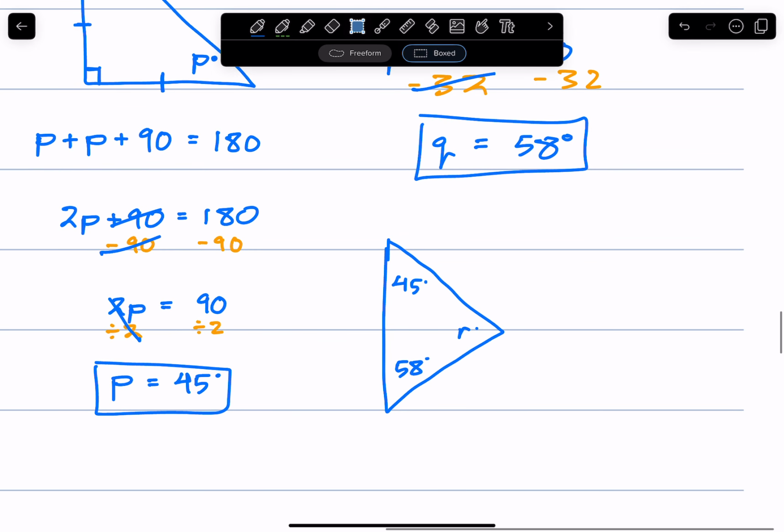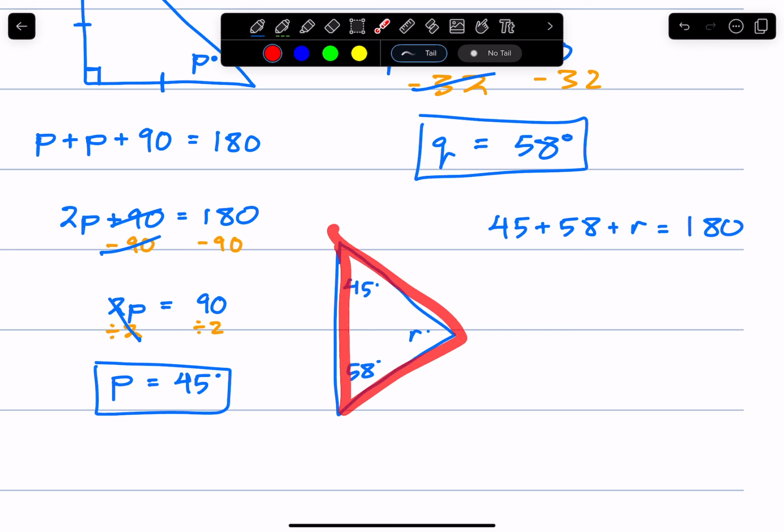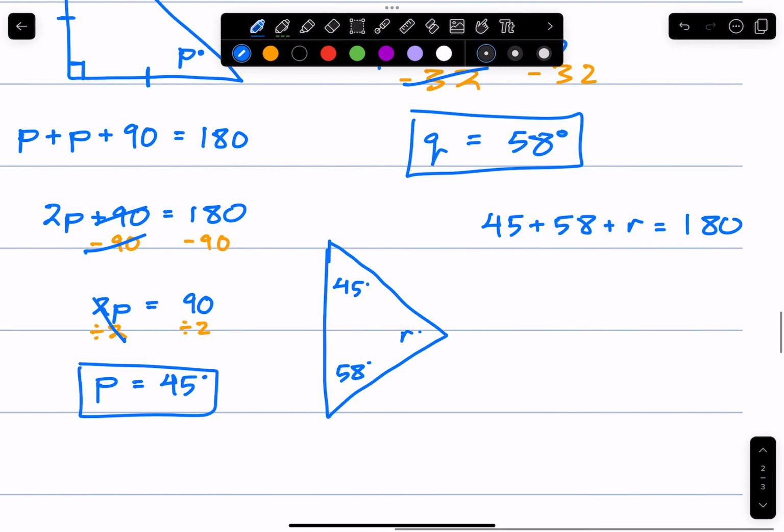Now we can answer this little triangle as 45 plus 58 plus R equals 180 degrees, because this is a triangle and the three angles must add up to 180. Adding these two, we get 45 plus 58. That will give us 103. You can always just check your calculator for this.